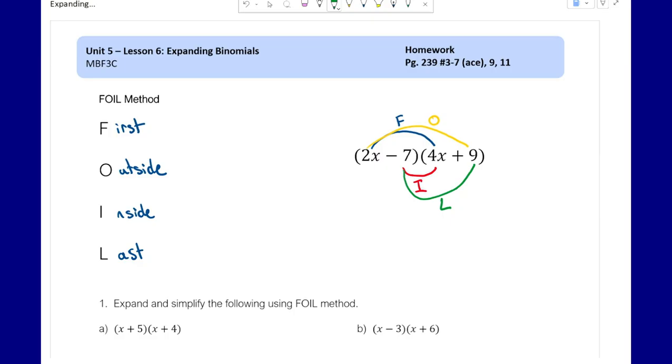Now, this really only specifically works for binomials, when we have two terms and two terms. But as long as you understand what the FOIL method is doing, that will be helpful if you're given multiple terms. Essentially what the FOIL method is telling you to do is multiply every term in the first bracket by every term in the second bracket. So the 2x is being multiplied to the 4x and the 9. The negative 7 is being multiplied to the 4x and the 9 as well.